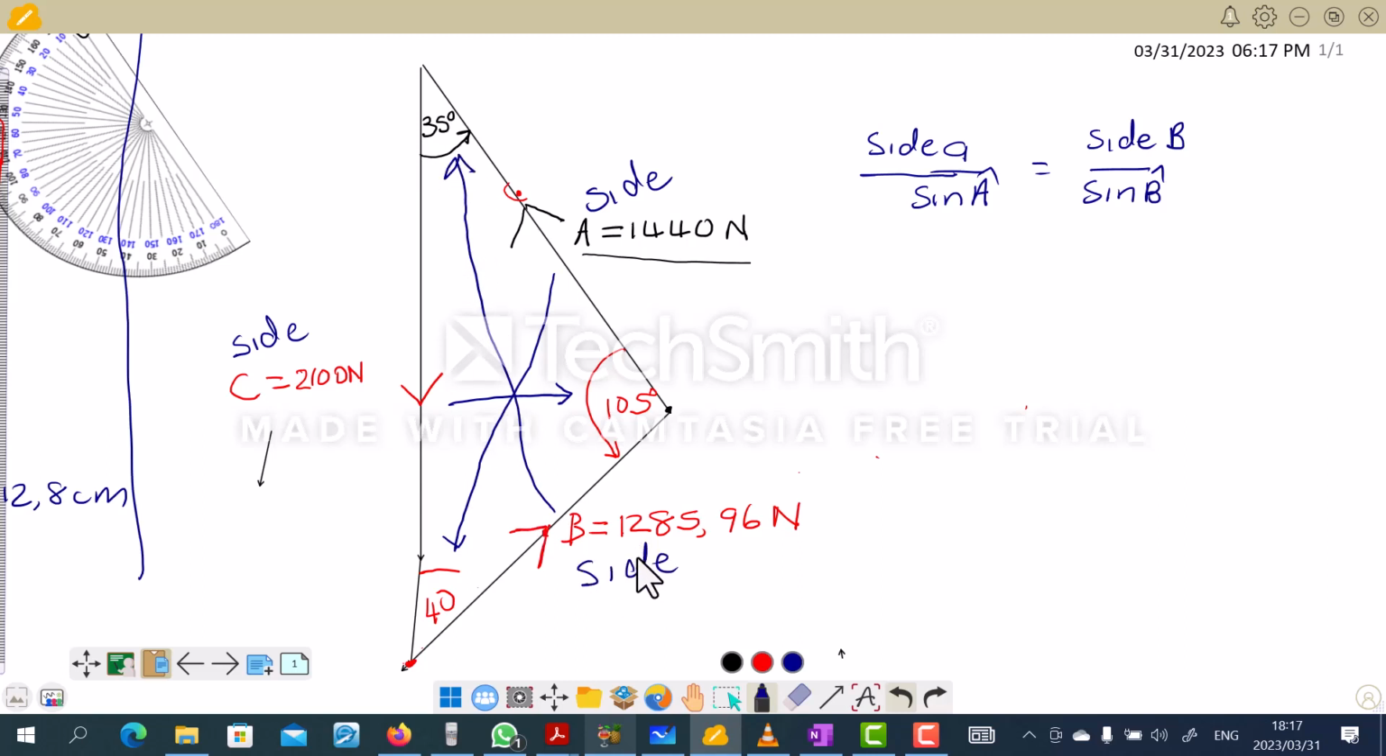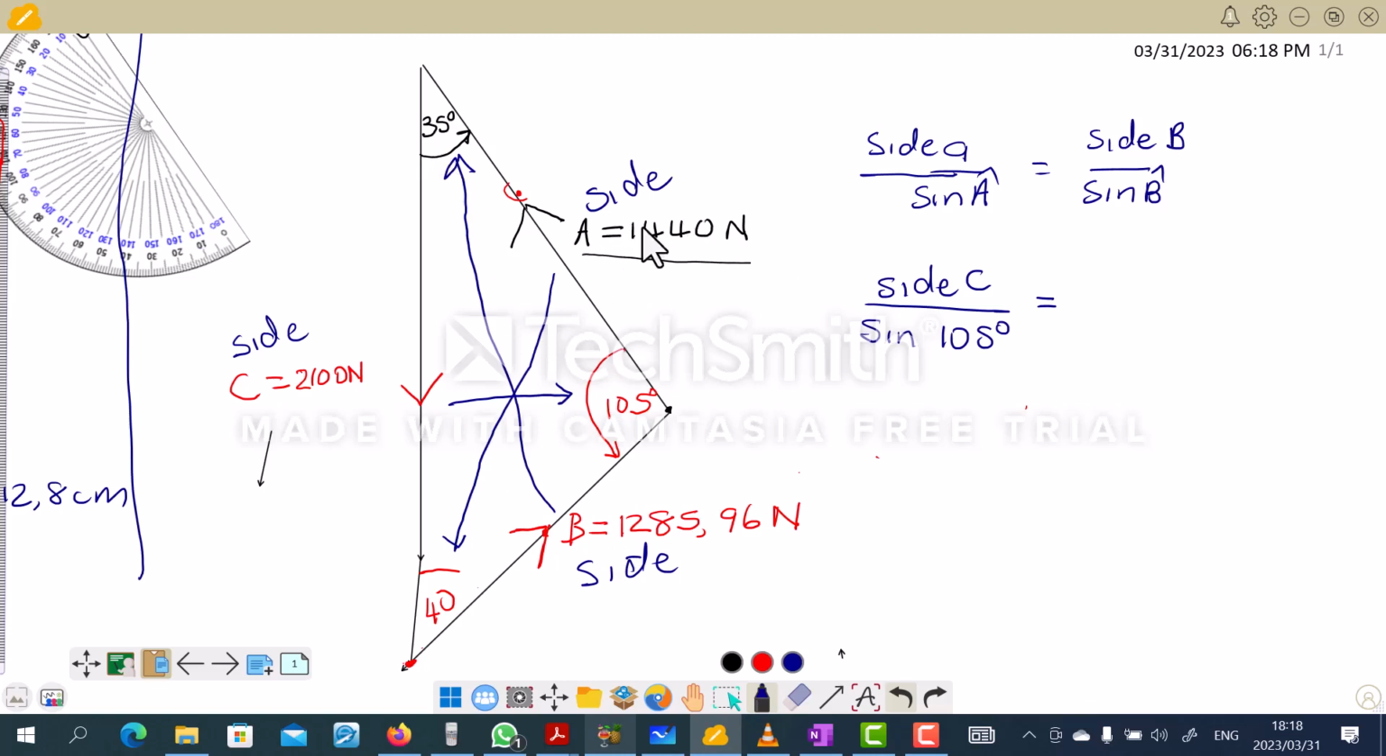What you do in this formula is you take the side that you want. We want side C. So I'm going to say side C all over sine 105 degrees, because it's facing this angle, which is 105, equals, and then there's another side. You can either choose, because if we know the side, we know the angle. We know side B, we know the angle. So you can choose any of these.